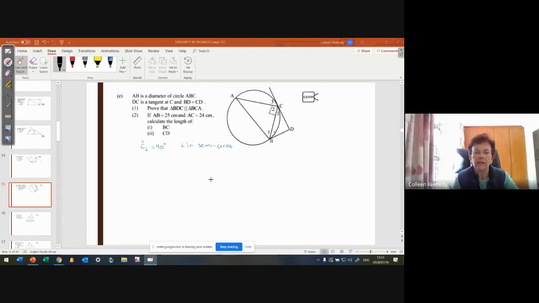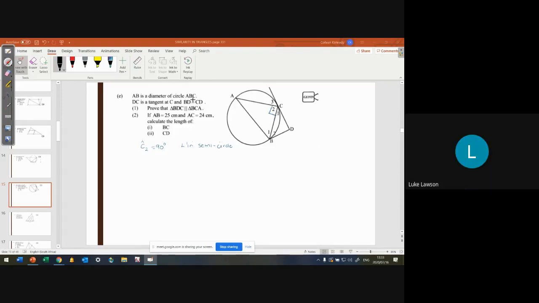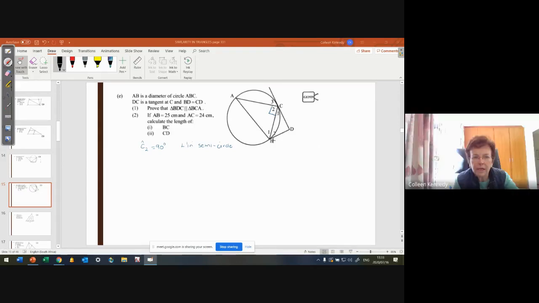Oh, okay. So let's fix it. So this must be perpendicular. Yes, ma'am. Much more, because they don't tell you that DC is a tangent. You can prove it's a tangent, but BD is meant to be perpendicular.